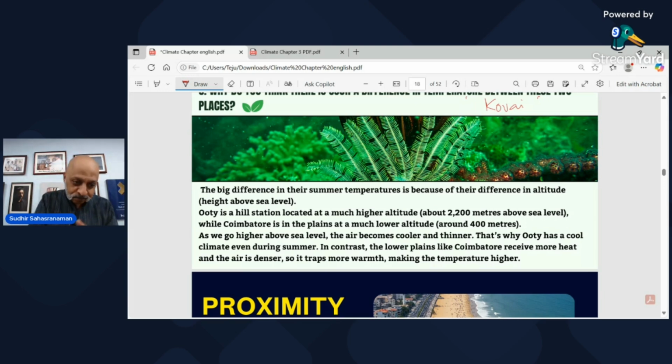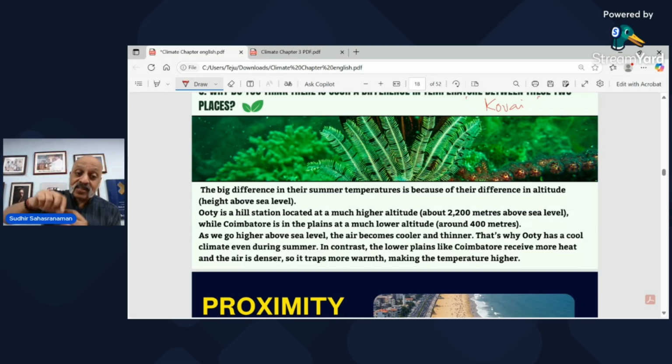Now, as we go above sea level, the air becomes cooler and thinner as we go in that Ghat section to Ooty, right? If there are students from Coimbatore, give a shout. That's why Ooty has a cool climate even during summers. In contrast, at the lower altitude, as you come down towards Coimbatore, it receives more heat and the air is dense, whereas the air in Ooty will be what?